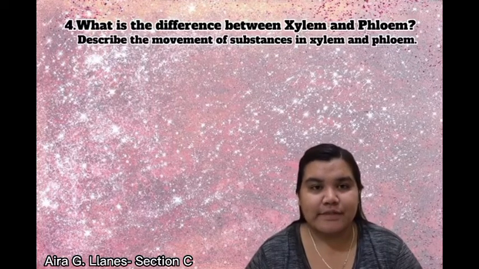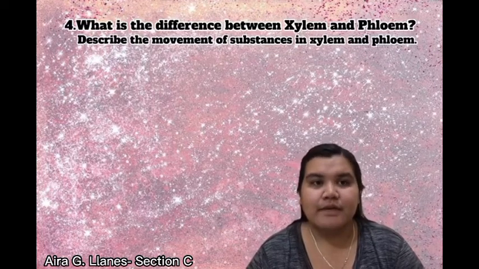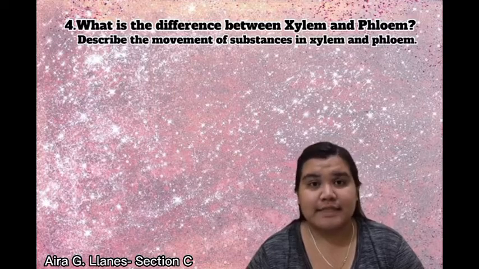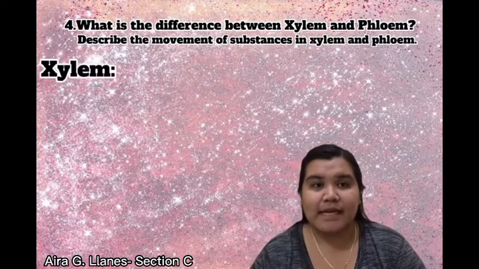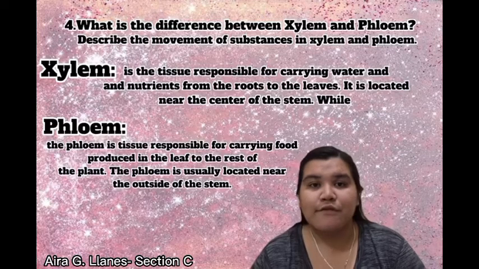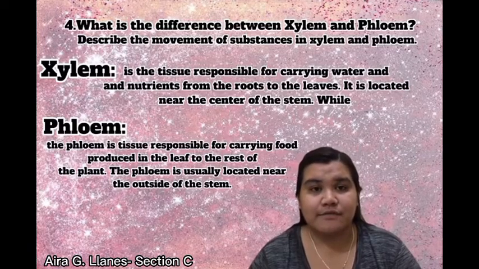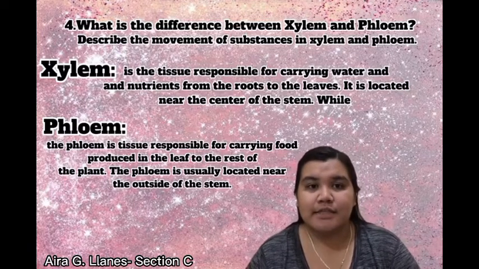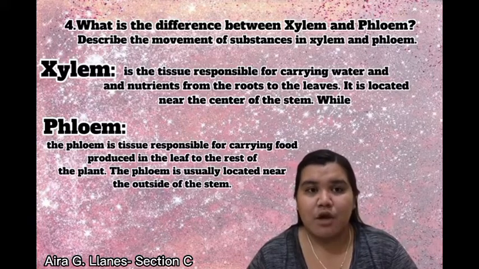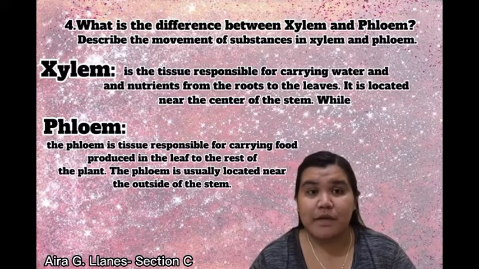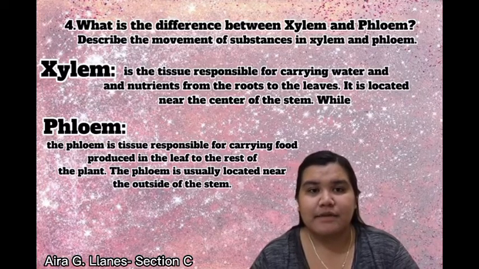What is the difference between xylem and phloem? Describe the movement of substances in xylem and phloem. Xylem is the tissue responsible for carrying water and nutrients from the roots to the leaves. It is located near the center of the stem, while the phloem is the tissue responsible for carrying food produced in the leaf to the rest of the plant. The phloem is usually located near the outside of the stem.